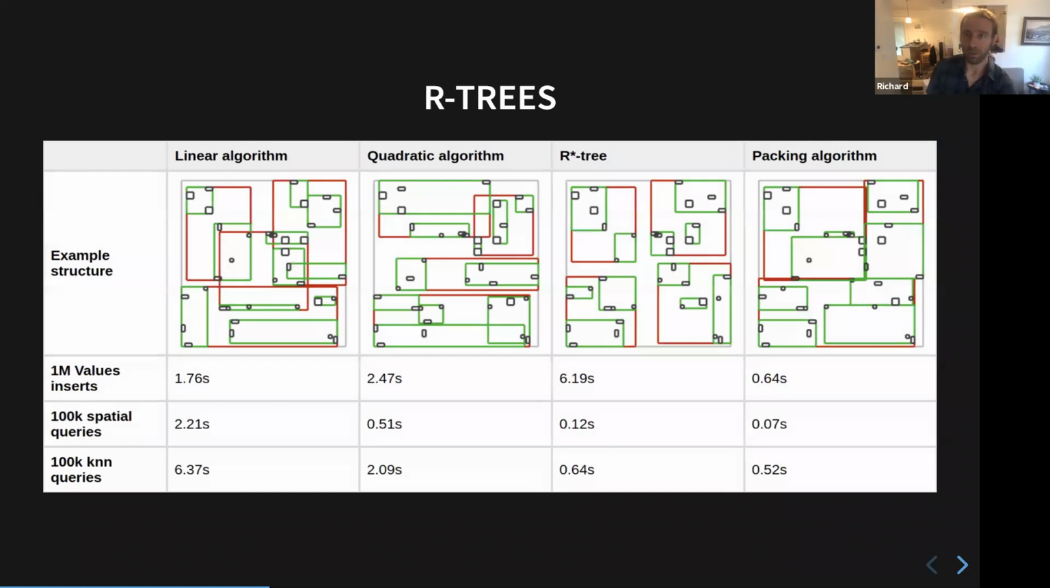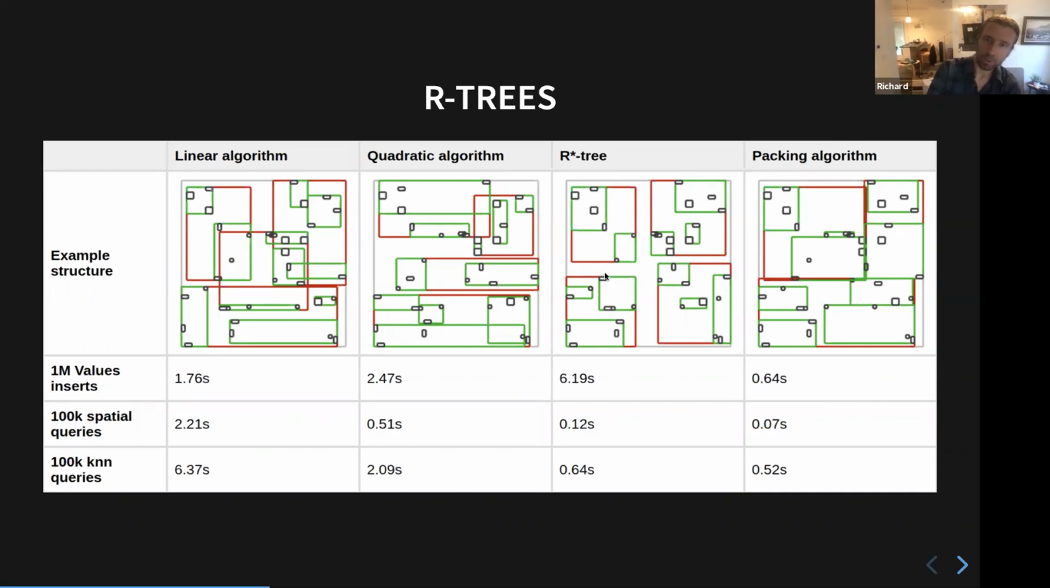And there are different algorithms for constructing these R trees. But what I'd like to draw your attention to over here on the right-hand side is this packing algorithm. This is the performance that you get for inserting 1 million values if you know what those values are ahead of time. In that case, it takes less than a second in order to build this R tree, but then you're getting performance on the order of nanoseconds for finding something inside of it.